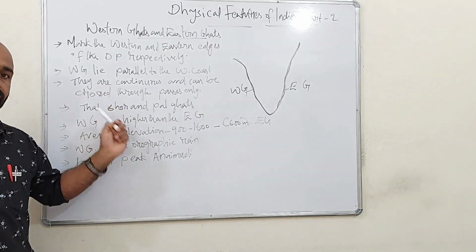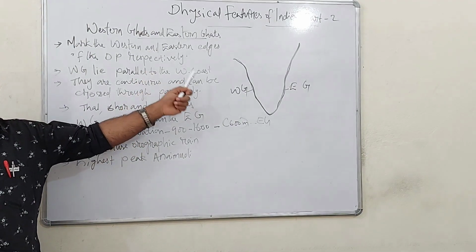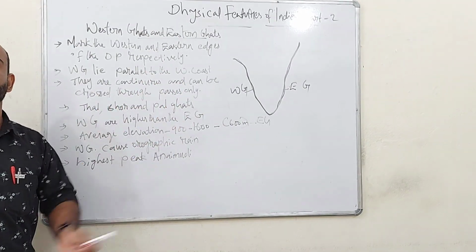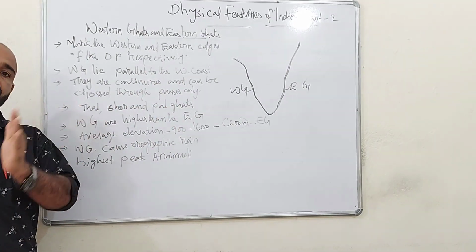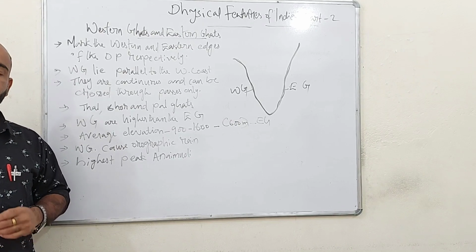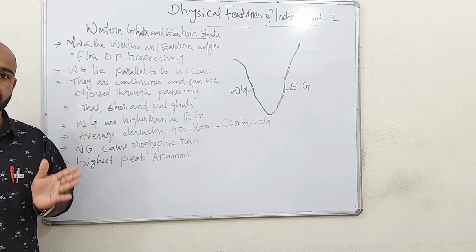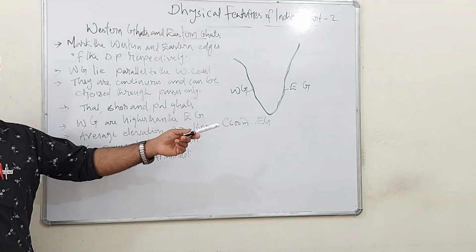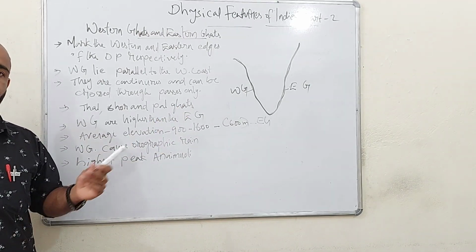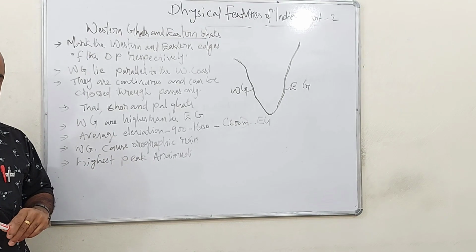So the features of Western Ghat: we know that Western Ghats are continuous and can be crossed only through passes. Three passes: Talgat, Borgat and Palgat. First two, Talgat and Borgat passes, are found in the state of Maharashtra, and Palgat is found in the states of Kerala and Tamil Nadu.